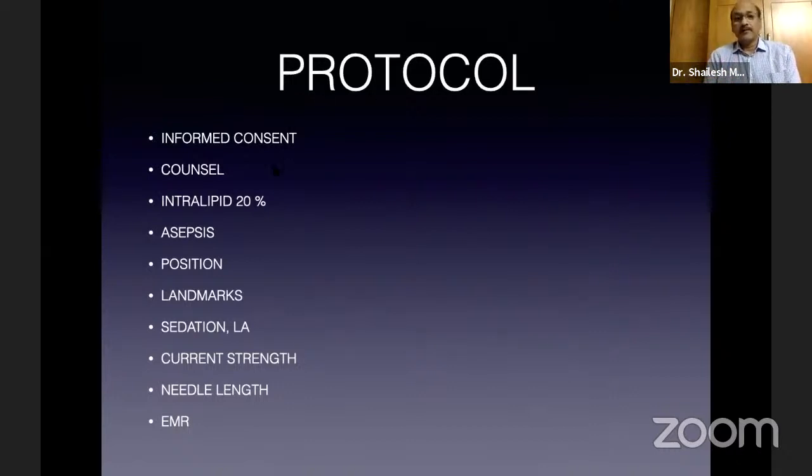Then, no block should be given without having 20% intralipid in the OT. I've had a lot of experiences where the 2-year expiry date was over and they had thrown out the bottle, and intralipid was not available, and then local anesthetic systemic toxicity occurred and I didn't have intralipid. So without this, never, and at least 2 bottles have to be there. The dose, as you know, is 0.5 ml per kg per minute, but I will not talk much about it. Then proper aseptic precautions have to be taken for any nerve block.